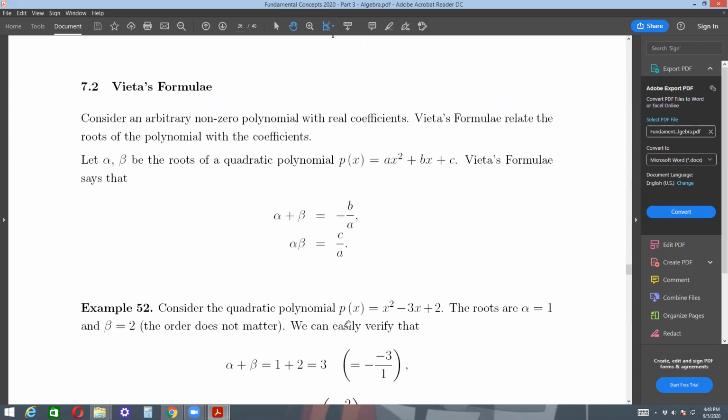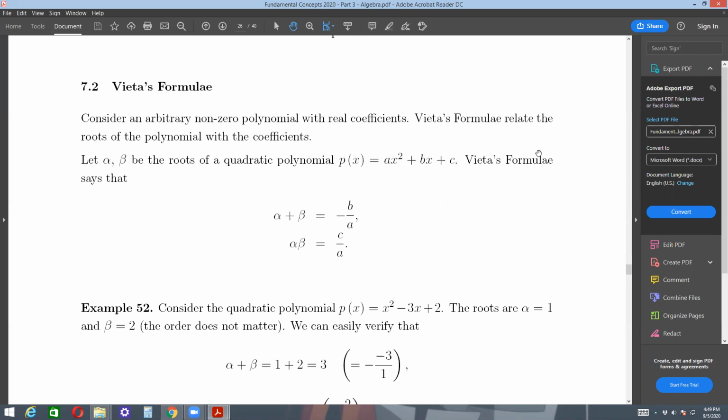And then we come to Vieta's formula or Vieta's formulae, which you may have used without seeing the name. So basically what this does is it relates the roots of a polynomial to the coefficients of the polynomial. So we could start by considering a quadratic polynomial. P of x is ax squared plus bx plus c. Assume the roots are alpha and beta in any order, right?